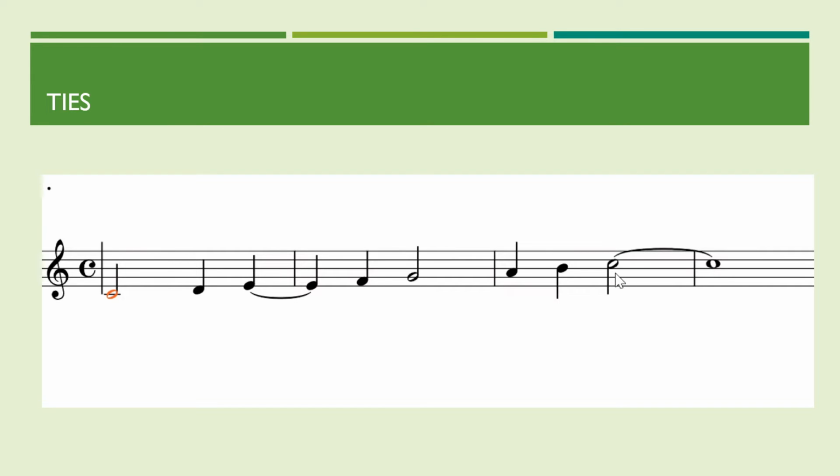The last note here, the C, is a half note, which gets 2 beats, but it's been tied to the whole note here, which gets 4 beats. So we hold it for the total value of both notes under the tie. 2 plus 4 is 6.